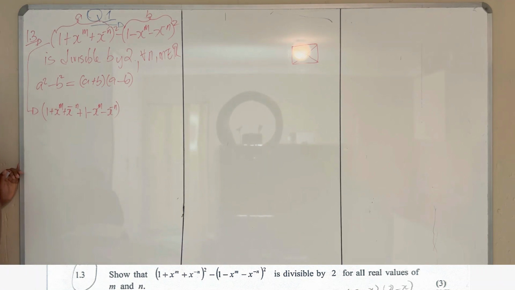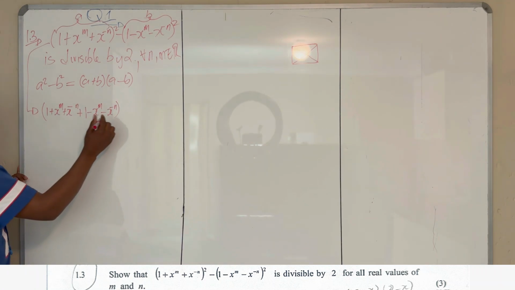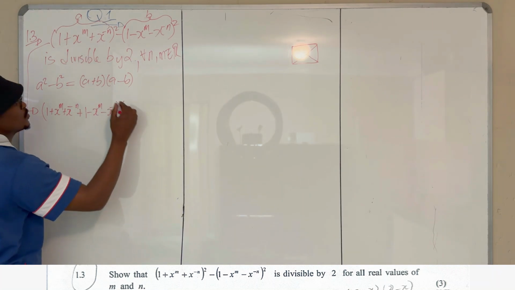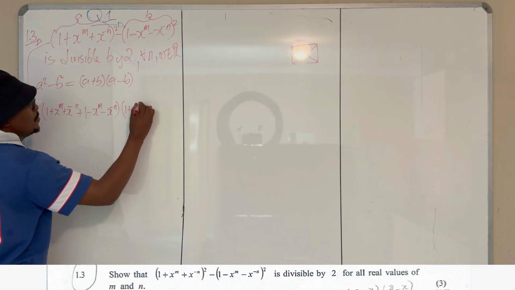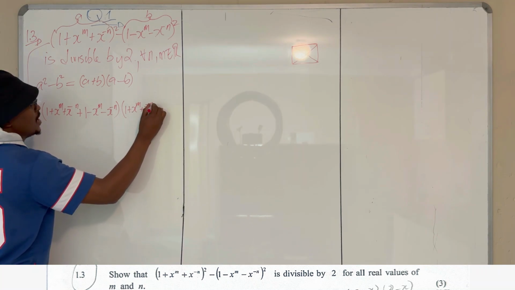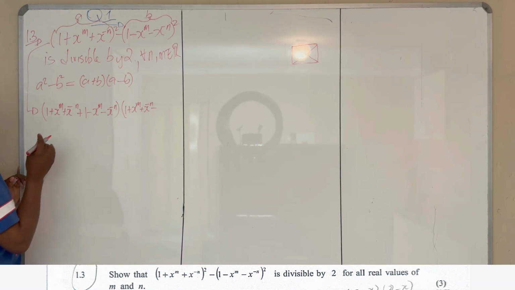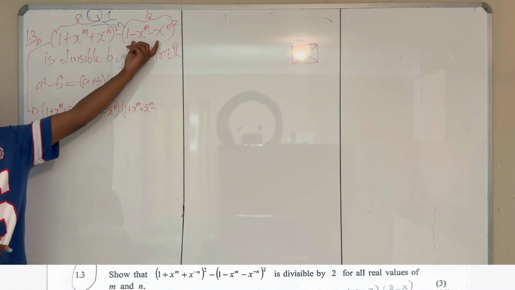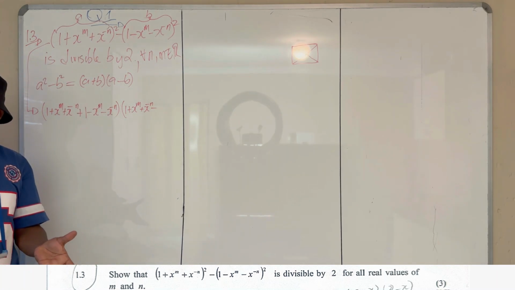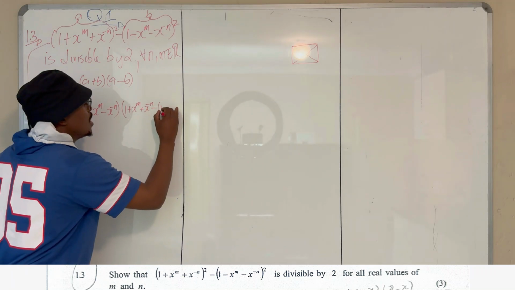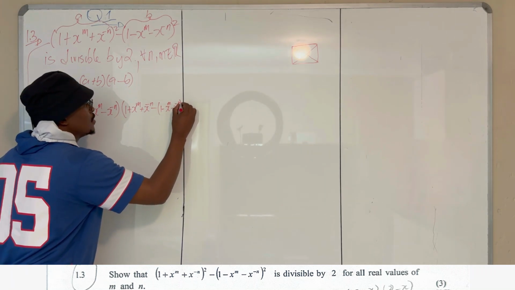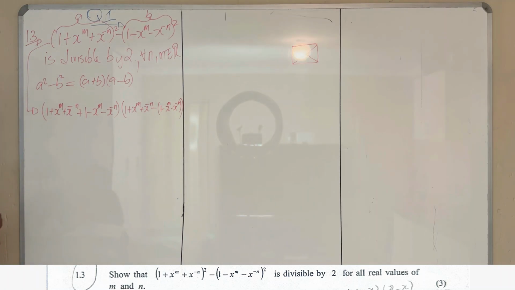I'm not sure if you're happy with this. Then this is the first bracket. Here's the second one. Second bracket, your A is this, which is 1 plus x raised m plus x raised negative n, minus what? You're subtracting B, but B is all of that. So you must put in a bracket to show that you are separating the entire thing. So you have your 1 minus x raised m minus x raised negative n. Not sure if it does make sense.